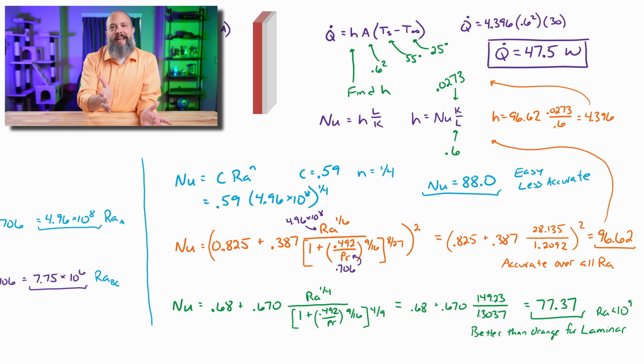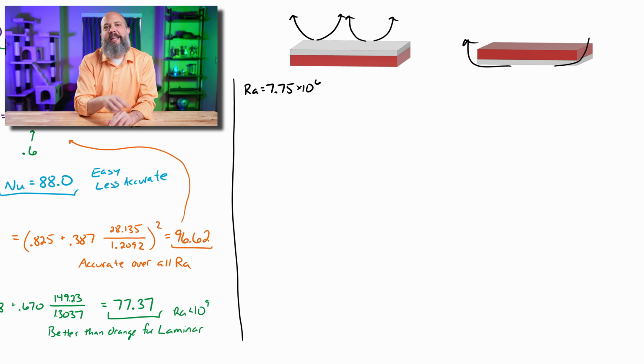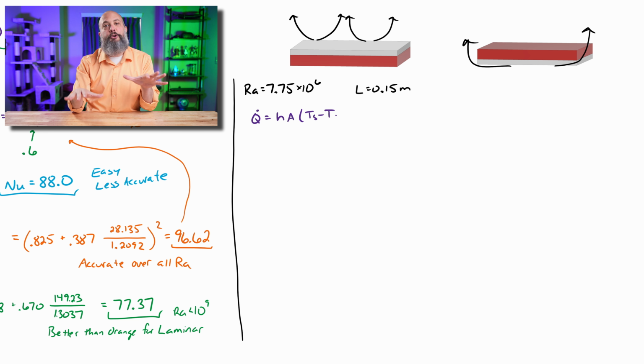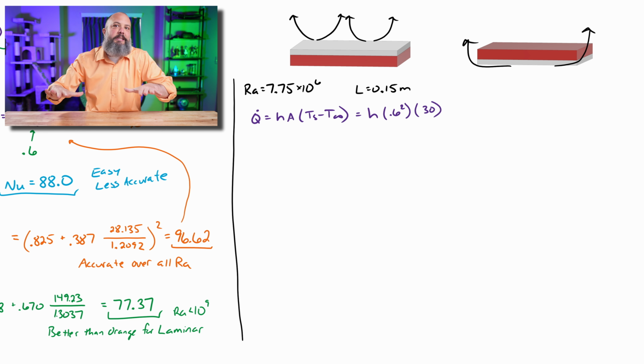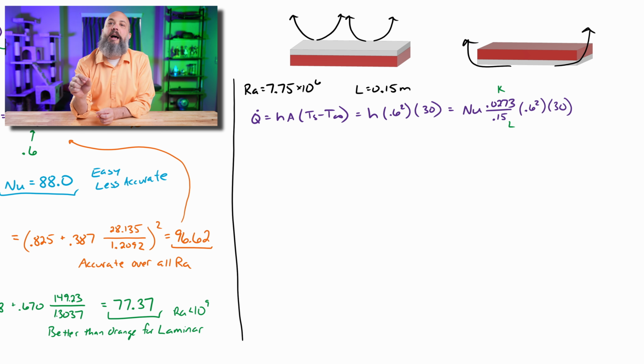So now let's compare that to a horizontal plate with the hot surface facing up versus the hot surface pointing down. I'm going to rewrite my Rayleigh number here and the characteristic length that I already found, just so I don't have to keep scrolling back and forth across the page. Same equation, Newton's law of cooling, H A delta T. The area is still the 0.6 squared. Even though the characteristic length is different, the surface area is still the same. So Nusselt number times K divided by L. And the L in this denominator is the characteristic length. So there is 0.15 in the denominator, not 0.6 in the denominator for K over L.